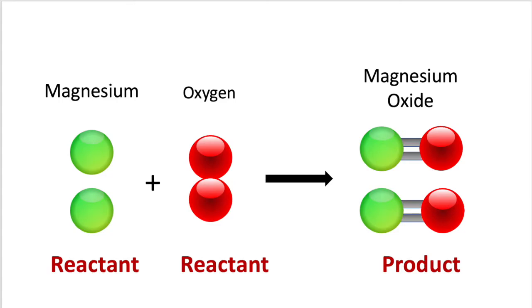Here's another example. In this reaction between magnesium and oxygen, we have two reactants and one product, and we can see this in the particle diagram. The green spheres represent magnesium, and we are adding them to oxygen, represented by the red spheres, and those are our reactants. And we can see on the other side of the arrow that we have a new compound that has formed. This is magnesium oxide, and it is our product.